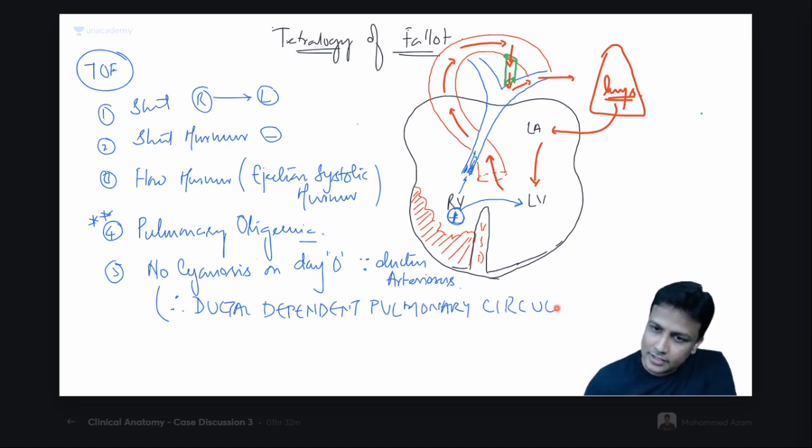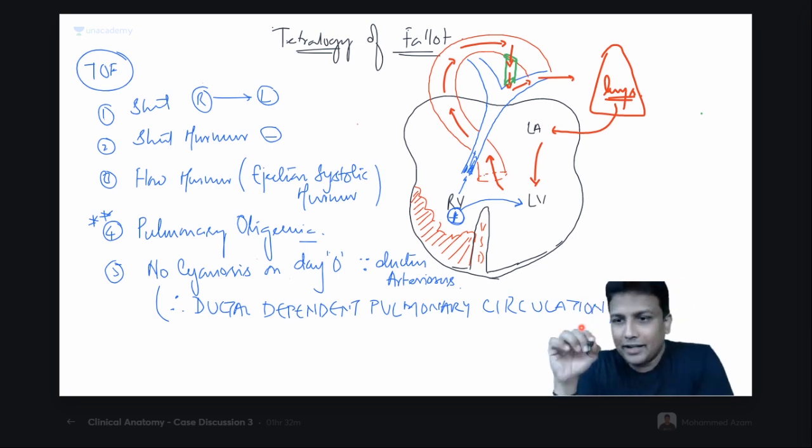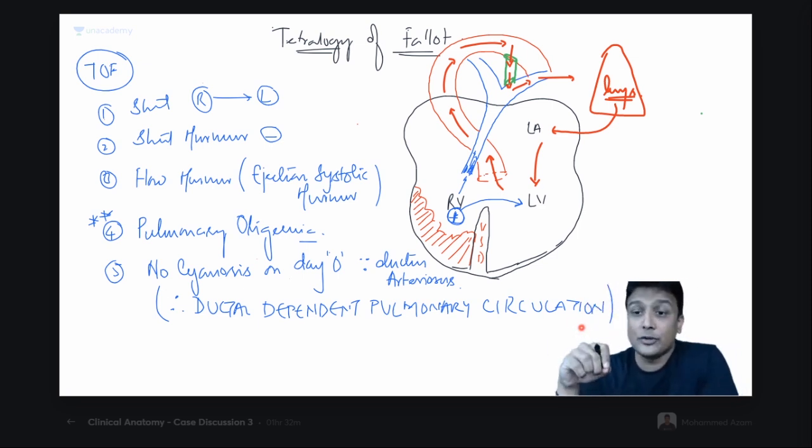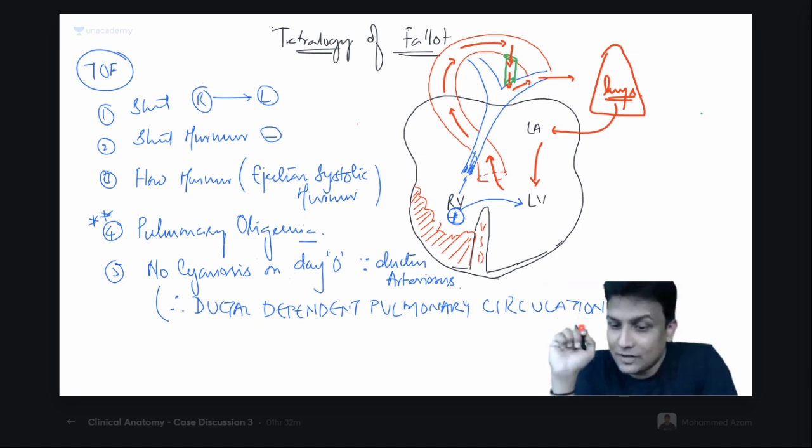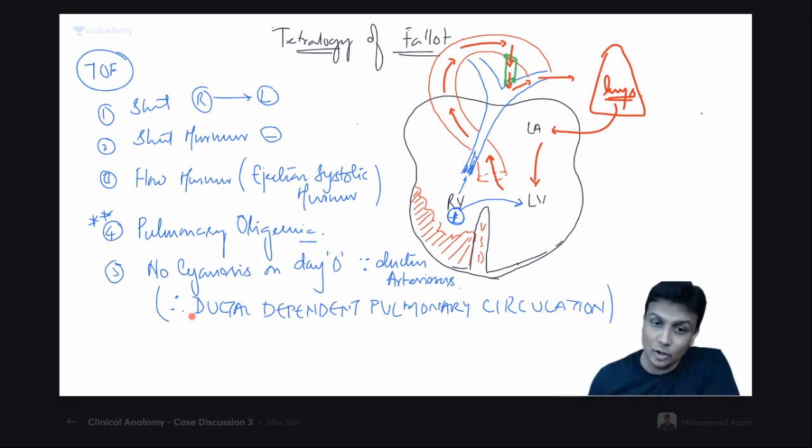Normally in you and me, what is happening right now, sir? The blood is going to the lungs only via the pulmonary artery. But in these babies, in these patients, what is going to happen? The blood is going via the ductus arteriosus. That is why it is known as ductal dependent pulmonary circulation. Wow. So there'll be no cyanosis on day 0 because the blood is getting oxygenated. It is going to the lungs. Crystal clear. So when will cyanosis occur? Remember, the cyanosis will occur on day 7.